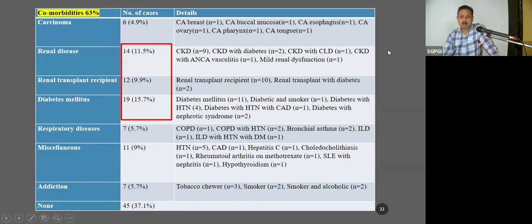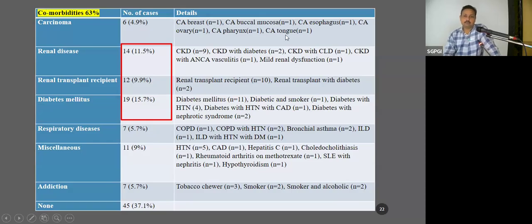Now coming to the comorbidities, about 60% of our patients had some form of comorbidity. The most common comorbidity was diabetes mellitus. And then we had renal disease, mostly in the form of CKD. Also, about 10% of our patients were renal transplant recipients.